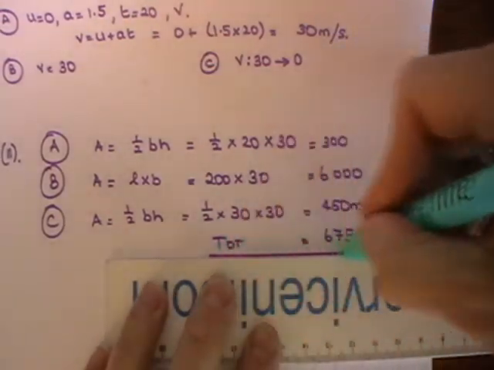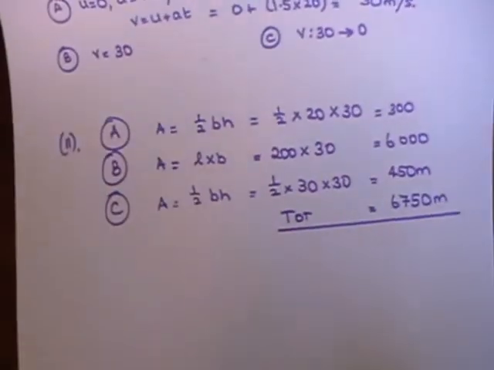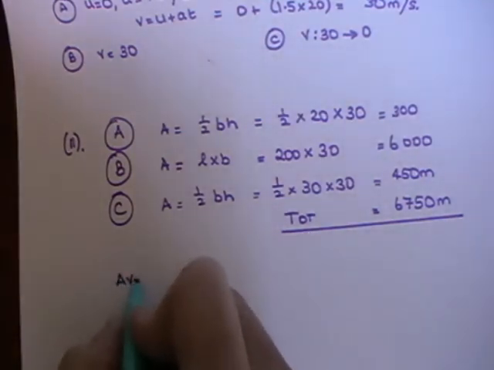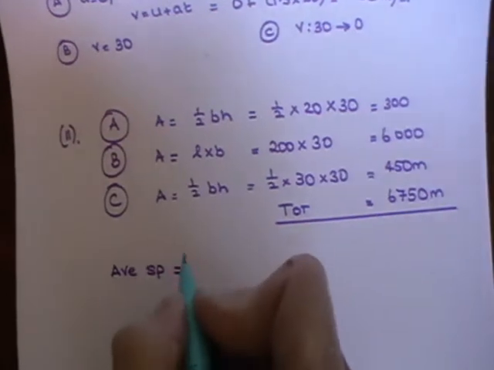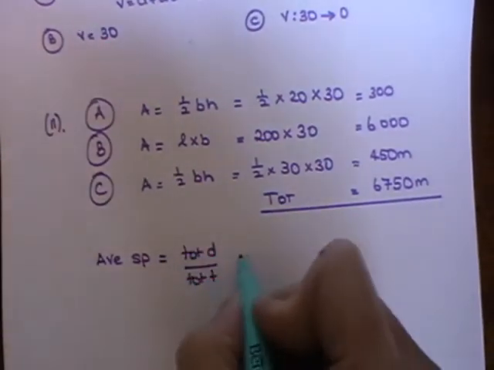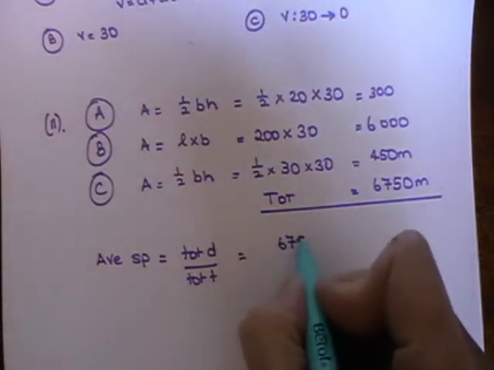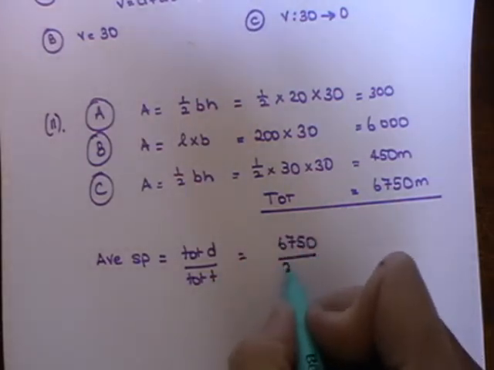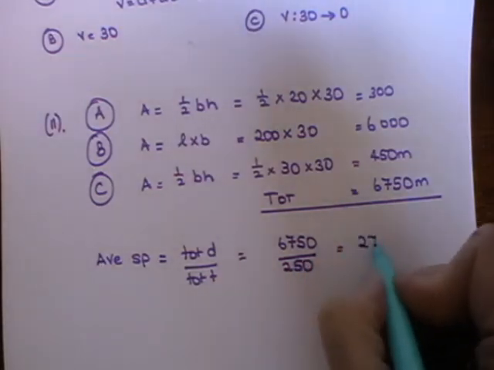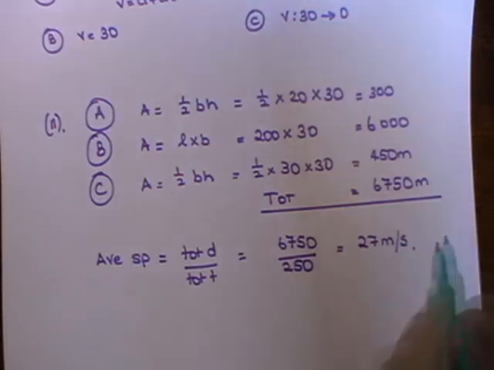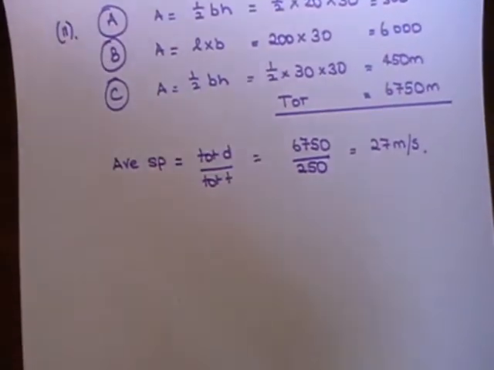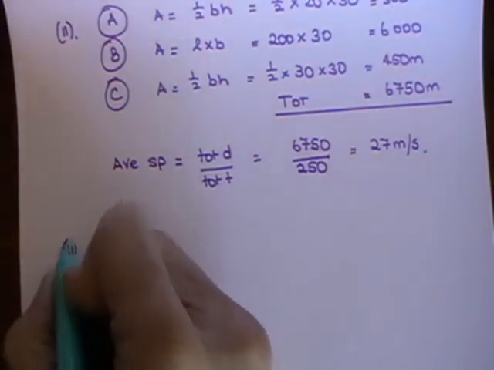Okay, that's part 2. And then the second part of that question asks you to calculate an average speed. So the average speed is just the total distance over the total time. And that's 6750, and the total time is 250 seconds. And that gives you an answer of 27 metres per second. And that's part 2. Part 3, sketch a displacement graph for the whole 250 second period.